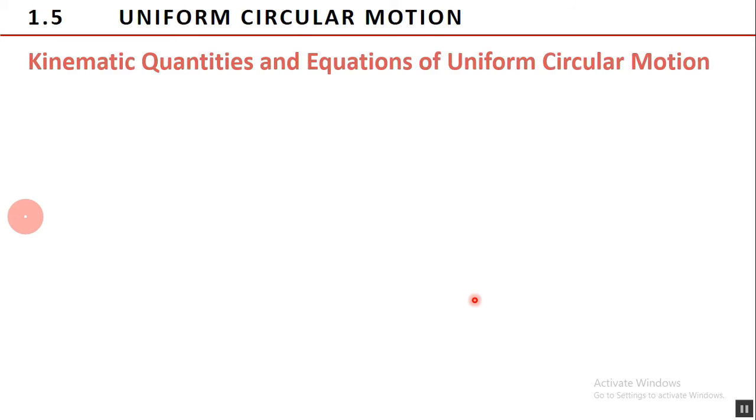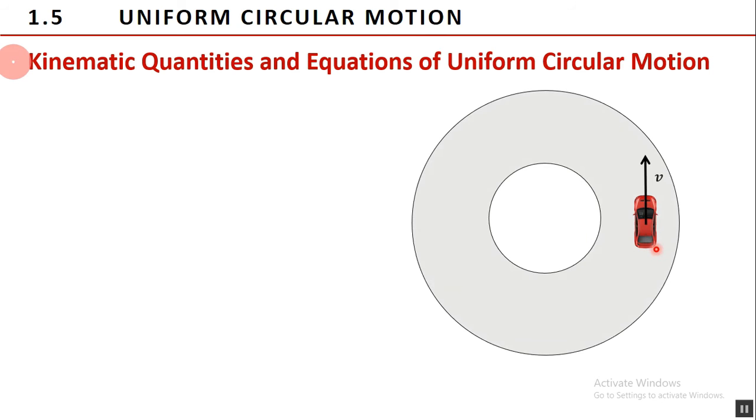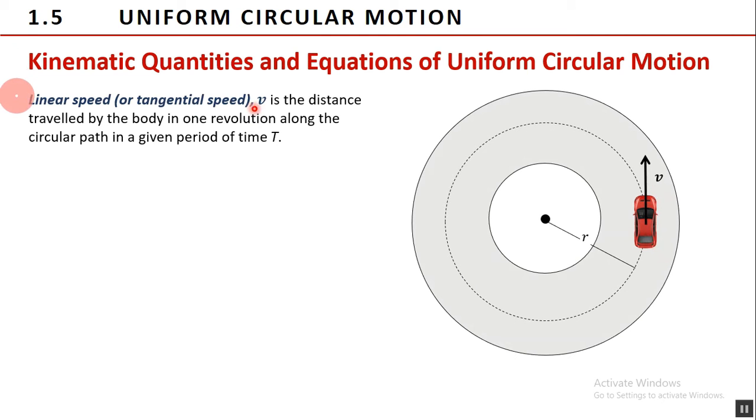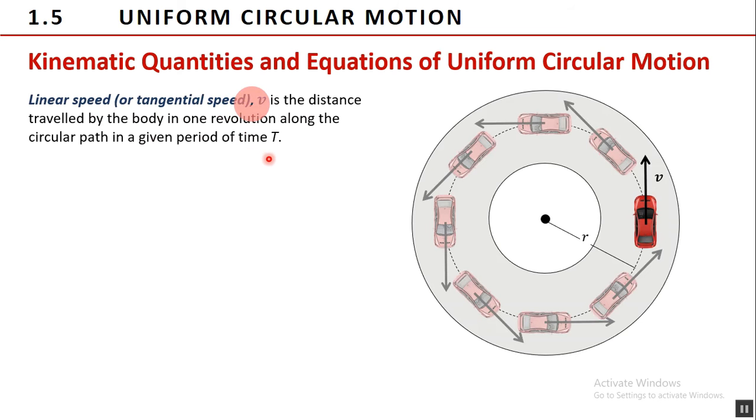Now I will discuss the kinematic quantities and equations for uniform circular motion. Imagine a car moving at constant speed on a circular track of radius r. We call this speed the linear speed, denoted by the letter v. It is the distance traveled by the body in one revolution along the circular path in a given period of time t. This is also the magnitude of the instantaneous velocity of the body, provided that the motion remains uniform. For this reason, we use the letter v instead of s for the linear speed.